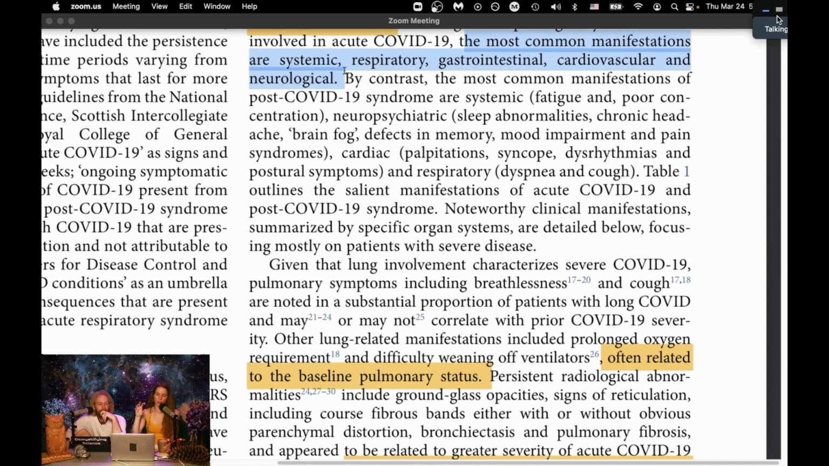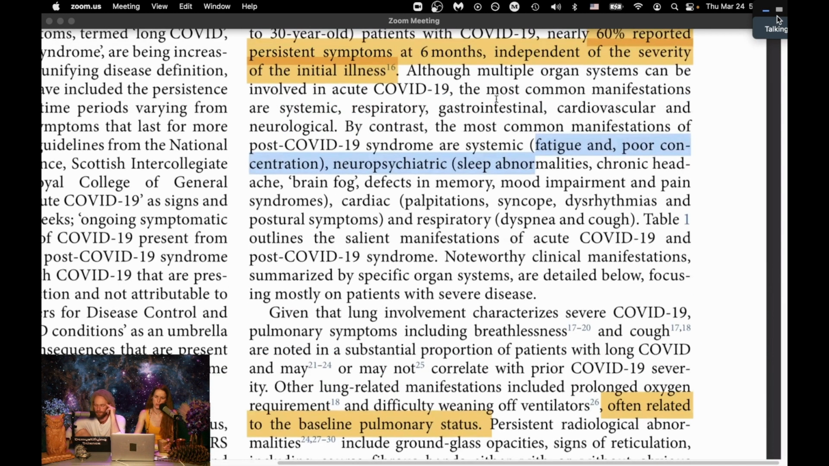Then you have the manifestations of post-COVID-19 syndrome, which are these sorts of... Actually, now that I'm reading this sentence again, I think it's trying to say that it's somewhat nebulous. Fatigue, sleep abnormalities, brain fog, mood impairment, cardiac palpitations. They're not the same as your O2 sats are falling or something like that.